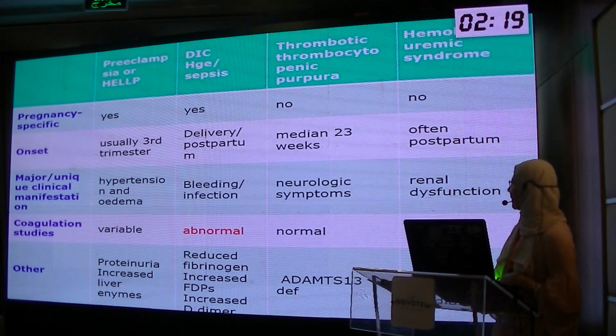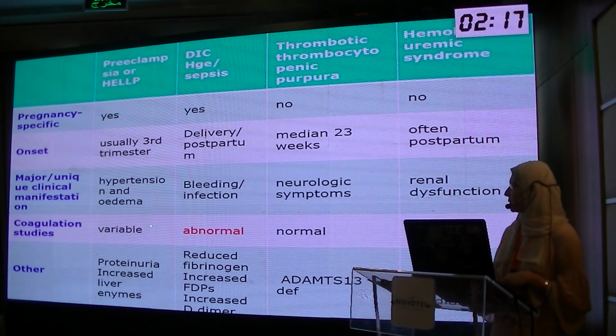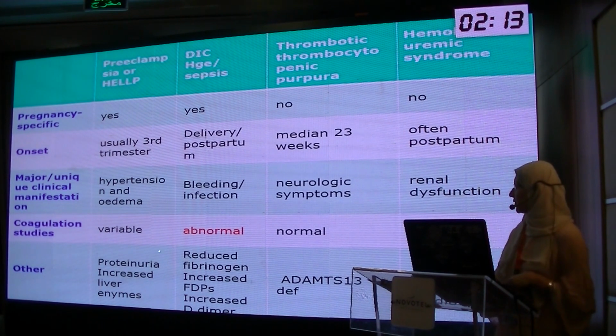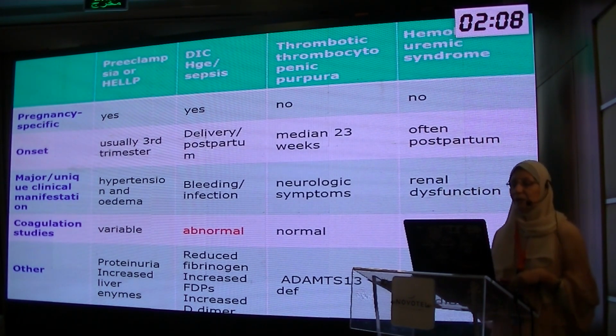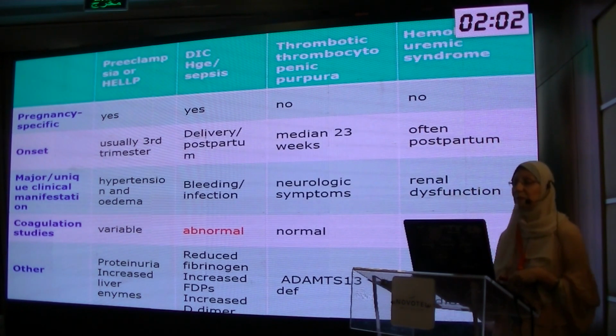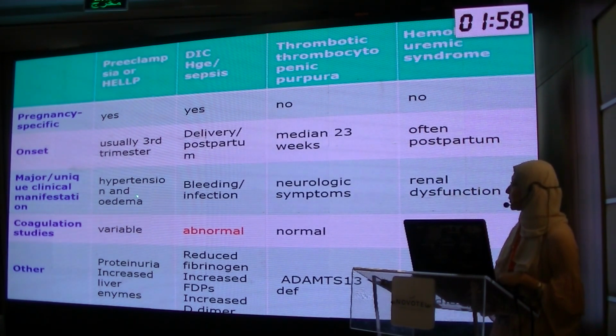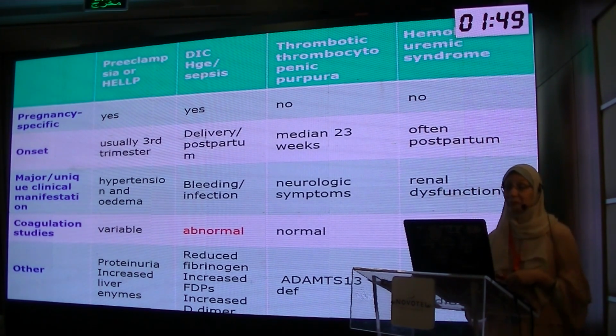It's basically normal in TMA, but it's going to be variable in HELLP syndrome because of liver involvement. Other things may be proteinuria and elevated liver enzymes with HELLP, reduced fibrinogen, increased FDPs, and increased D-dimer with DIC, and ADAMTS13 deficiency with TTP. And of course the treatment here is going to be delivery. Here it is going to be antibiotics, here blood transfusions, and here plasma exchange.